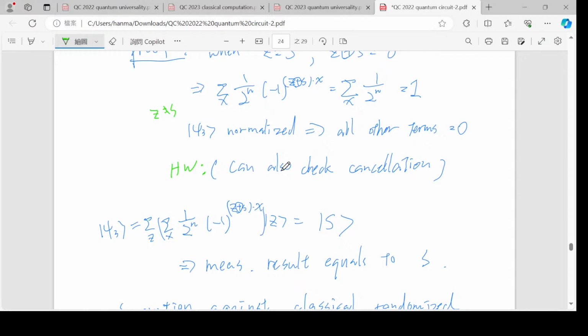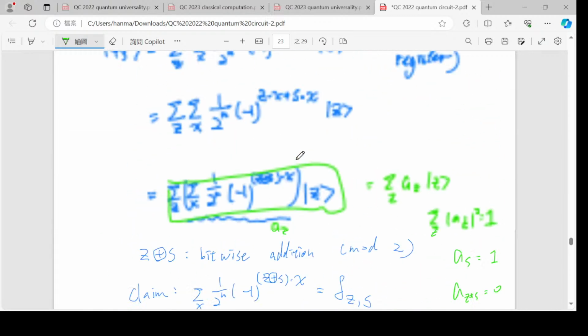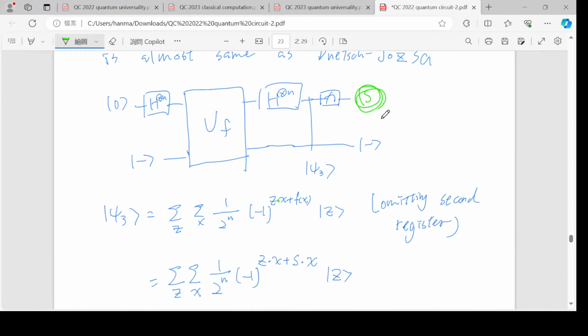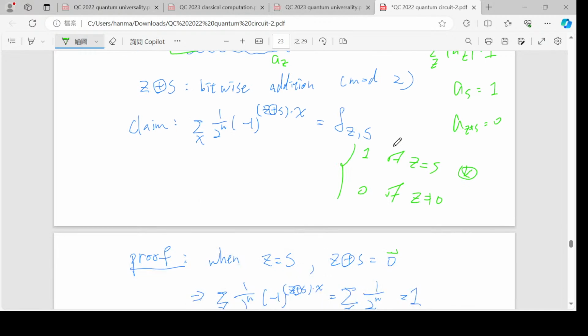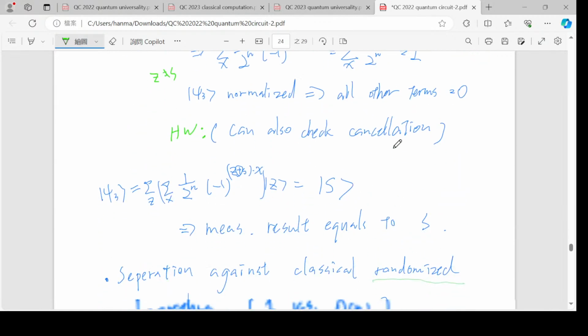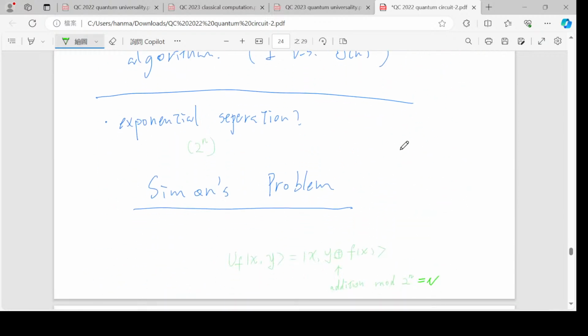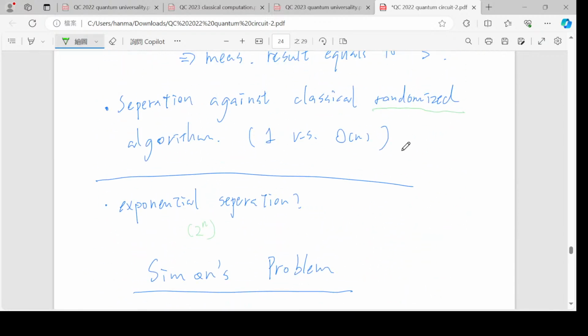So we see that if you run this thing and do a measurement here, you will always get Z here. Oh, sorry, you will always get S here, your secret string S. Okay, and let's have a 10-minute break, and we'll finish this class with a little more analysis on Bernstein-Vazirani, and then we'll talk about Simon's problem.